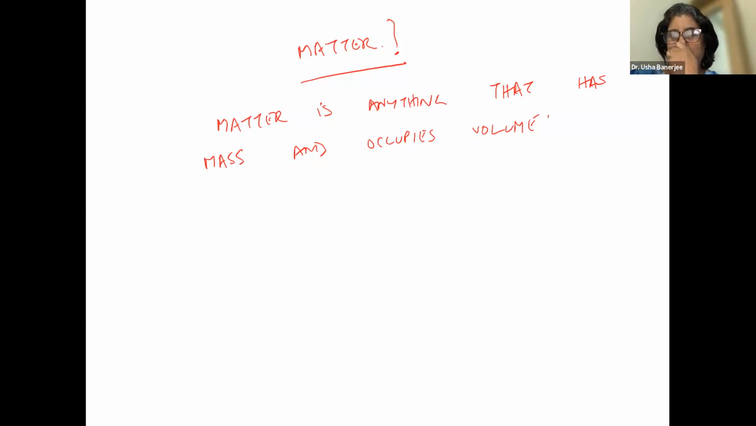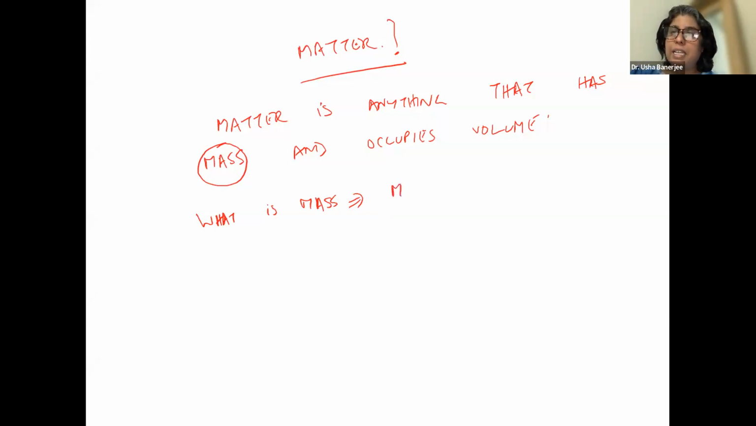So matter is anything that has mass and occupies volume. What is mass? Anybody? Can you type it in the chat window? What do you mean by mass? No. Rushank, mass and weight, yeah. Araf, mass and weight are not same. We normally use mass and weight similarly, but mass and weight are not same. So what is mass and what is weight?